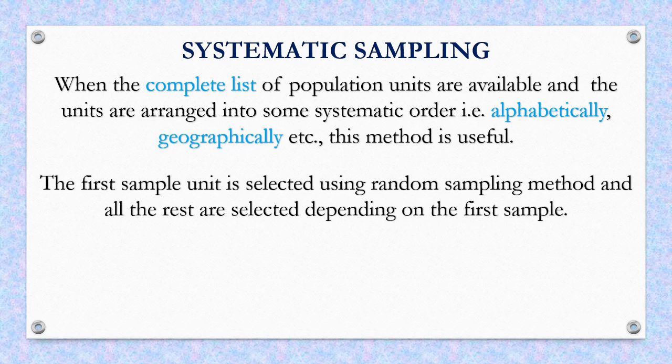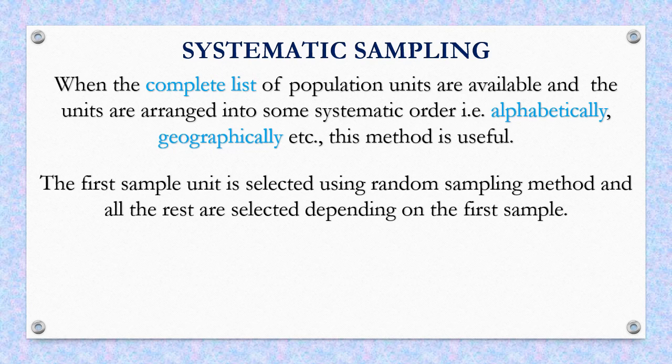What we did in simple random and stratified random sampling was that all the units were selected independently, separately and randomly. But in systematic sampling, only the first sample unit is selected randomly and all the remaining units depend on the selection of the first unit. That means this is not a random sampling. That's why the word random has not been used in the name itself.